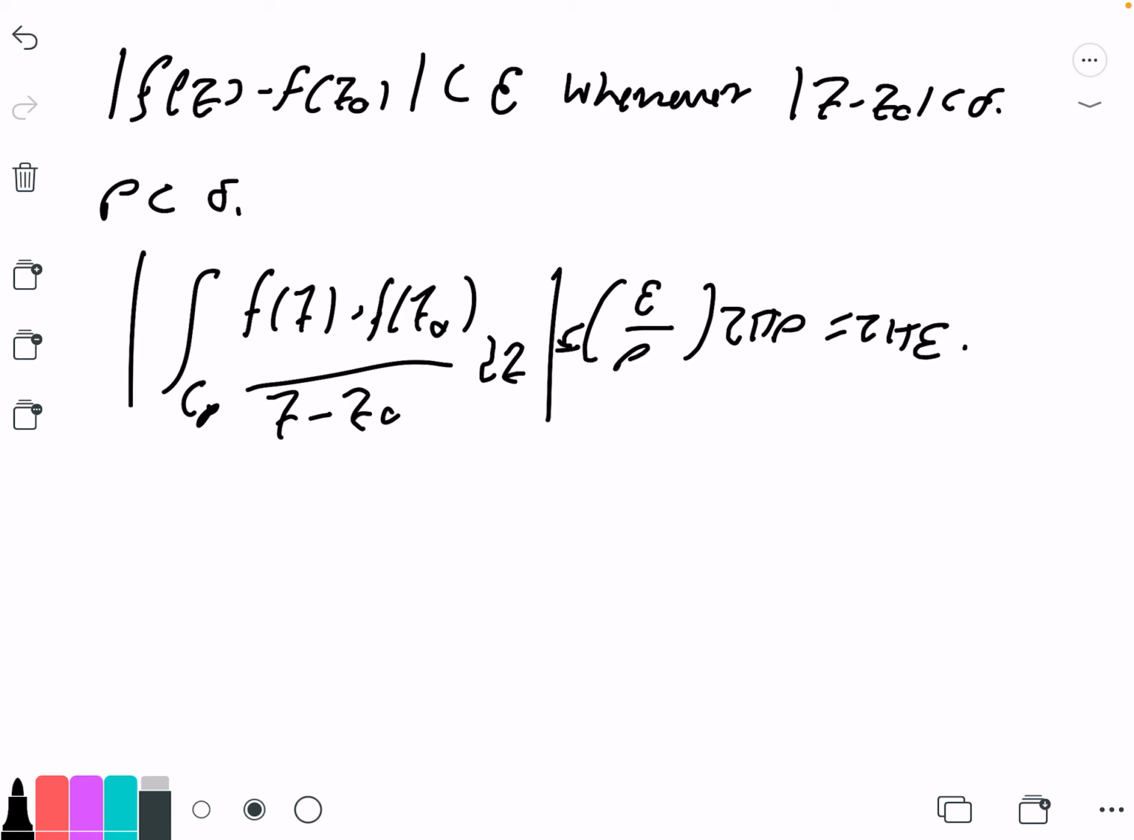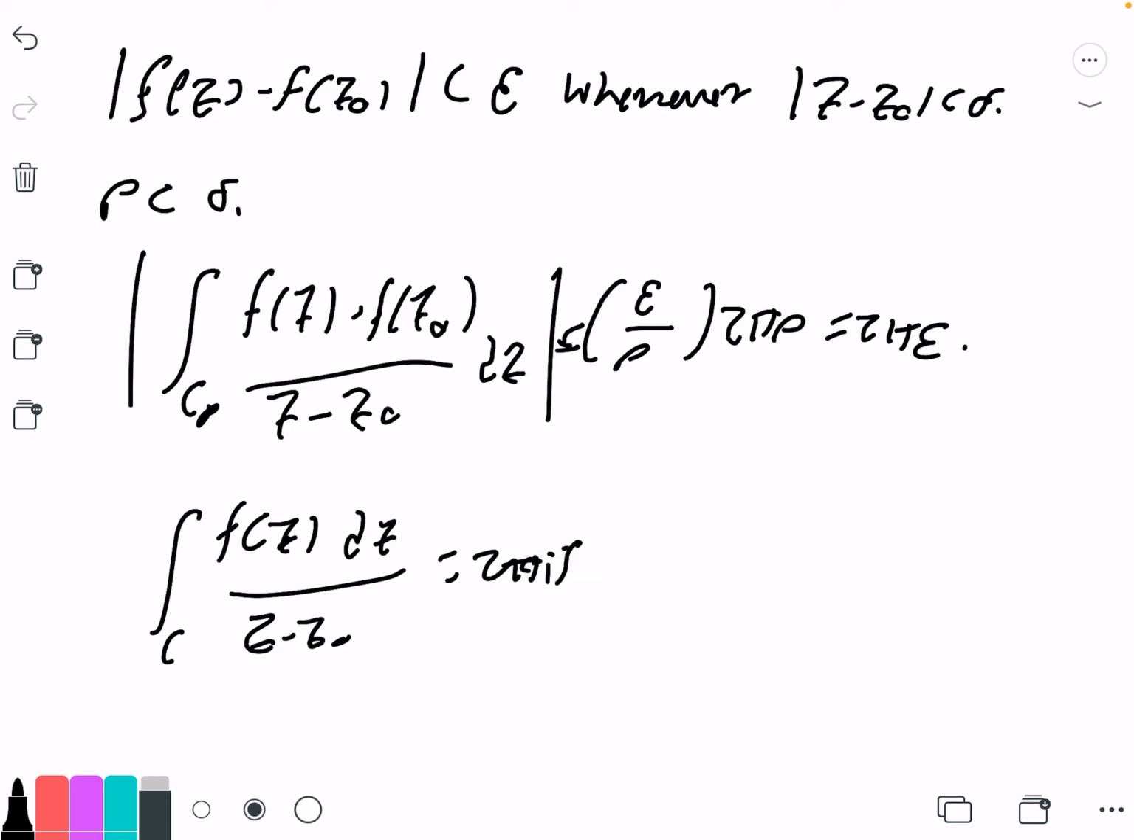And we know that the modulus is never negative of this integral. From that, we can conclude that it's actually just going to be equal to zero, because epsilon was an arbitrarily small number. So from this, and we know the integral from before, we can write that the integral over C of f of z dz over z minus z0 is going to be equal to 2 pi i f of z0. And we're done.